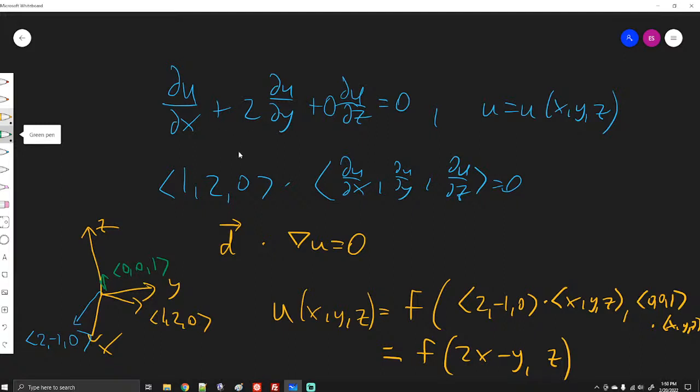And I should mention that even though f is a two-dimensional function, u is a three-dimensional function because it's of x, y, and z. So don't be fooled. u is a three-dimensional function, and it lives in four-dimensional x, y, z, u space.